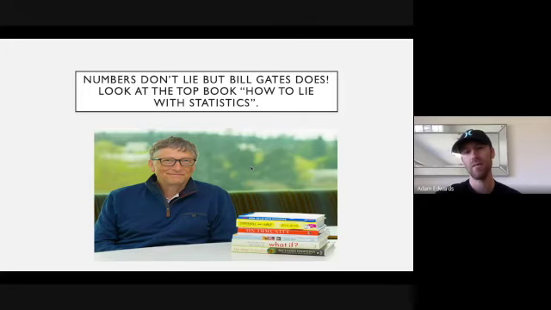Numbers don't lie, but Bill Gates does. Look at the top book. The top book here, this is an actual image. How to Lie with Statistics is the name of the book. Okay? Look at him here with his smug grin. And he's being portrayed as this nice guy. He just lives this comfortable life despite being a billionaire, and he just doesn't care about money. He just wants to donate it and help causes.